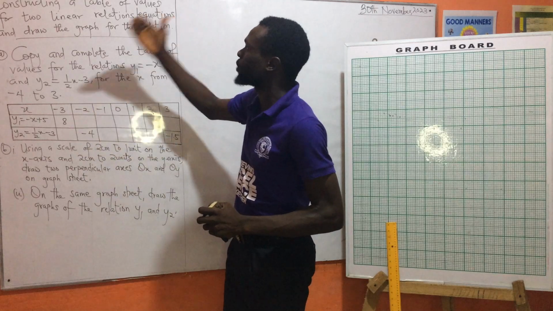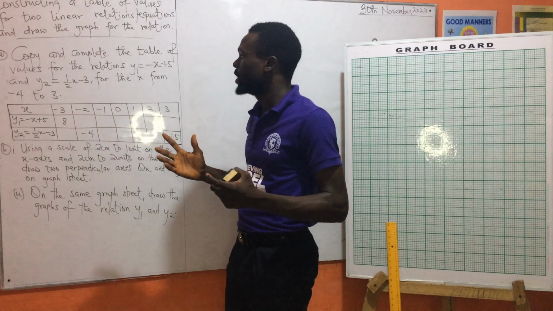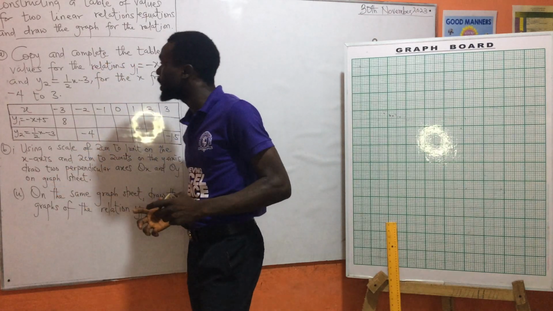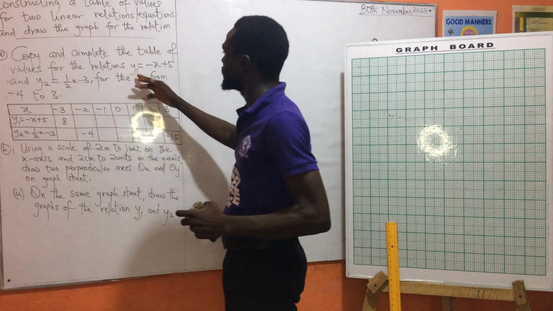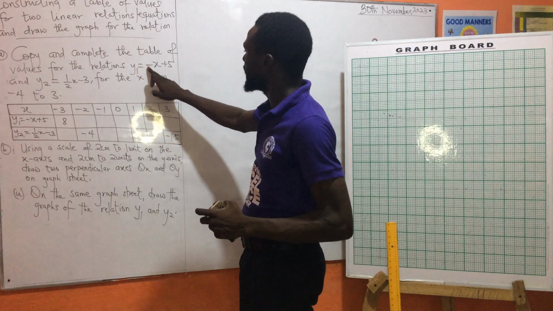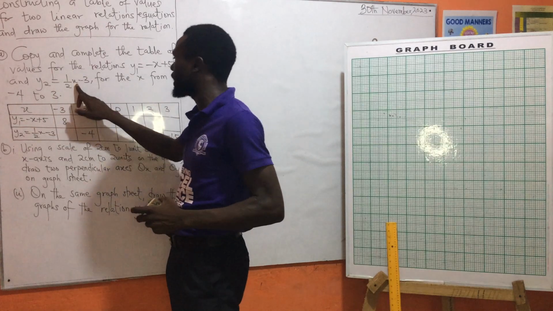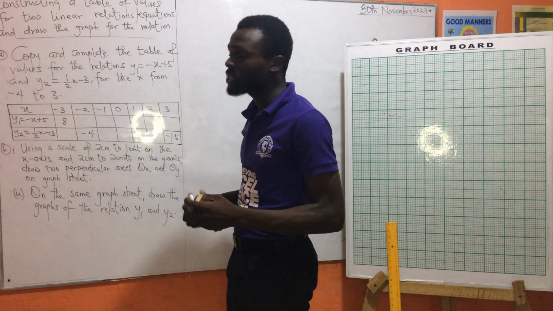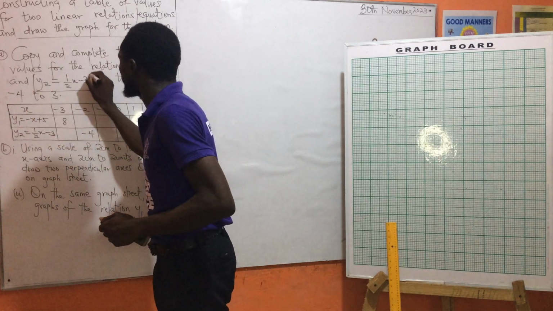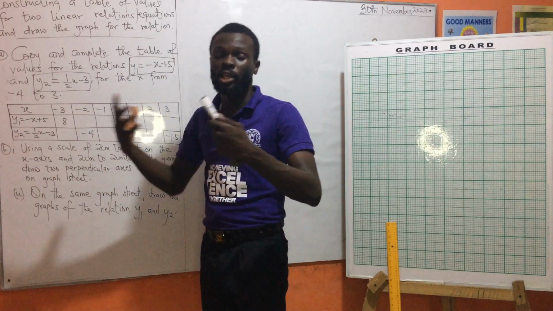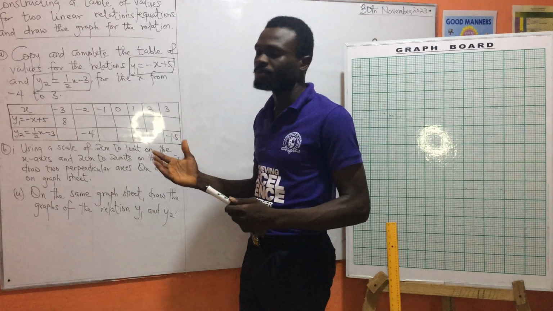So we are to construct a table of values for two linear equations. So there are two different sets. The first example that we'll be looking at for today says copy and complete the table of values for the relations y1 is equal to negative x plus 5 and y2 is equal to 1 over 2x minus 3. So this is one relation and this is another relation, a linear equation, that is a line graph.